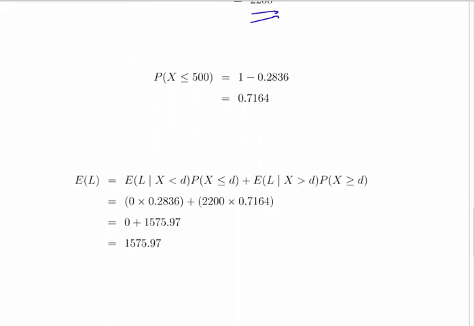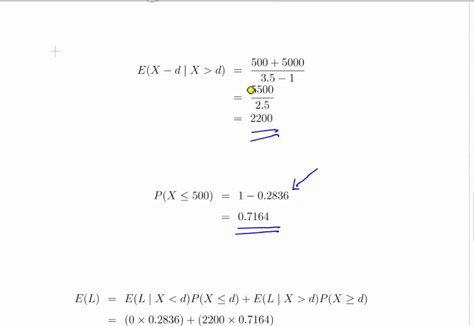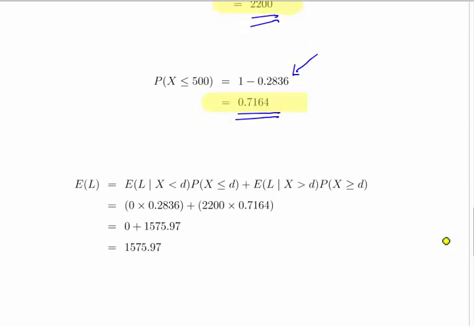Now, of all the incidents that occur, the insurance company will only get involved with 71% of them. In 28%, the claim amount is just below the deductible, so they're not going to pay out. So 71% they will have to pay out, and on average, that's the cost of the claim. So that's essentially what we're asked to calculate.